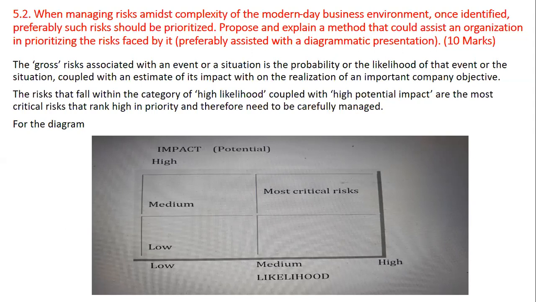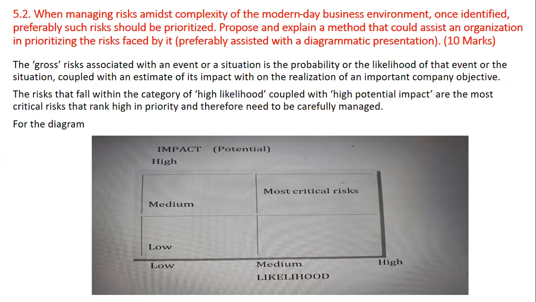Importance of the company objective. How these two will impact the risk with regards to company objectives. The risks that fall within the category of high likelihood, that is, the tendency of occurring is very high, probability is high, coupled with high potential impact.